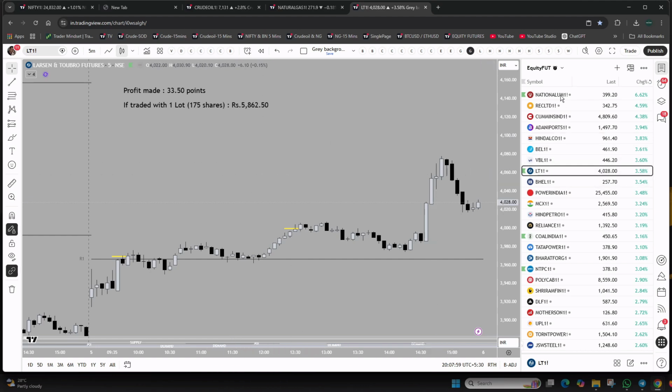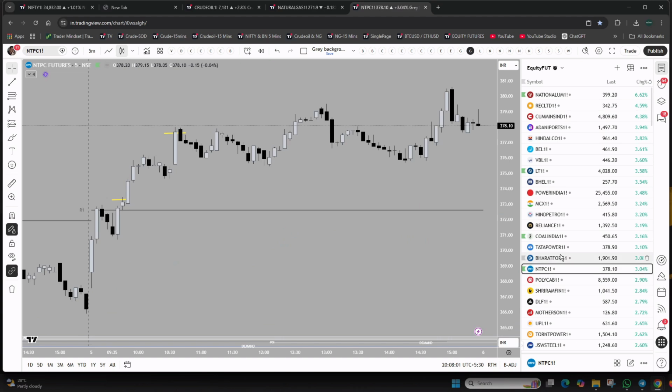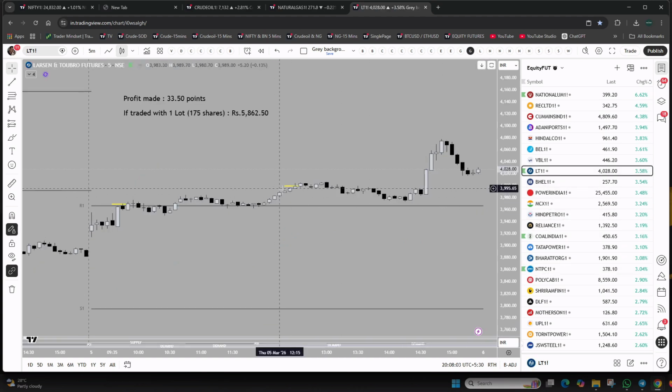Next was NTPC. Where did it go? Yeah, and again, we don't care, because by the end of the market it really flew up. Nifty, Bank Nifty, everything was going up, so it was very much expected that this will also go up, and it did go up. But we don't care, we already have our 30 to 40 points profit with us, so we should be happy with it.